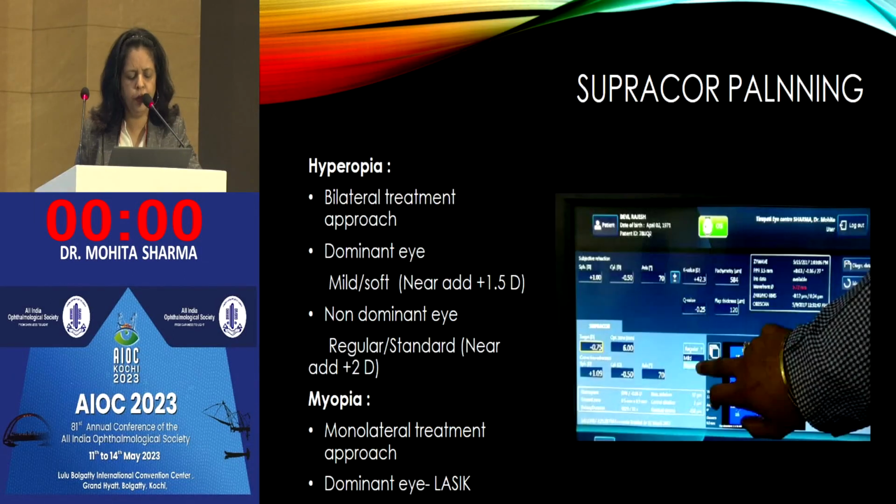So just a brief about how the treatment is planned. If it's a hyperopic patient, a bilateral treatment is planned, which means that in the dominant eye, a mild or soft treatment is done, where a plus 1.25 to plus 1.5 power is given, and in the non-dominant eye, a more regular or standard treatment is done, which means that eye has a near vision power of around plus 2. So dominant is always made better for distance, and non-dominant is made better for near, and when the patient sees with both eyes, the patient is a happy patient for distance as well as near.